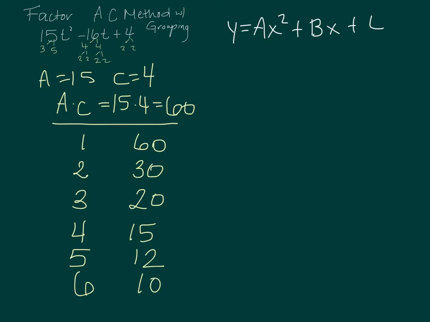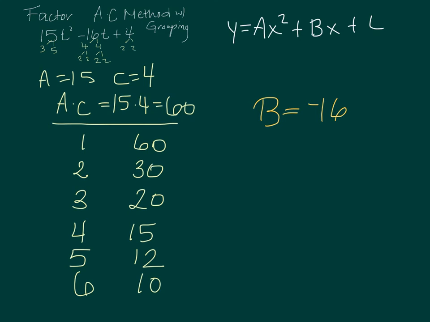So if that is complete, then I know that I've found all of my factors. Now, with the AC method, I'm going to be looking for, when I add the factors together, I want them to equal B. And in this case, B is negative 16.